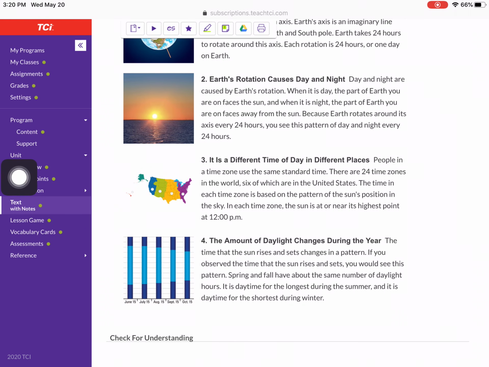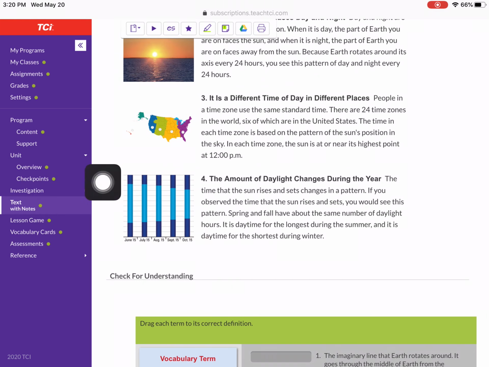Section 3. It is a different time of day in different places. People in a time zone use the same standard time. There are 24 time zones in the world, 6 of which are in the United States. The time in each time zone is based on the pattern of the sun's position in the sky. In each time zone, the sun is at or near its highest point at 12 p.m. 12 p.m. is noon.